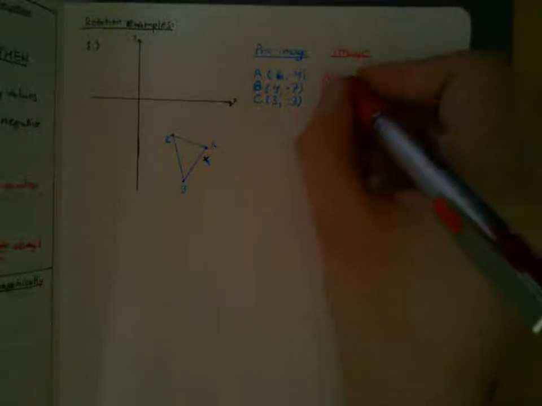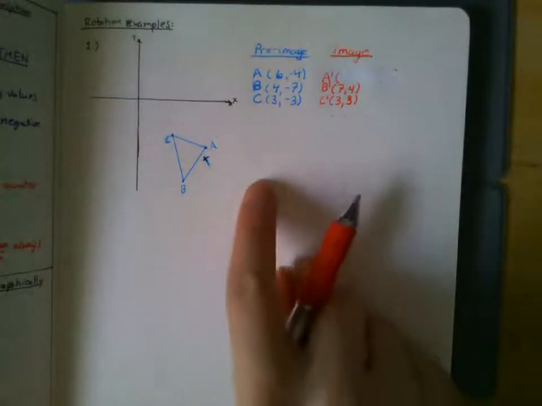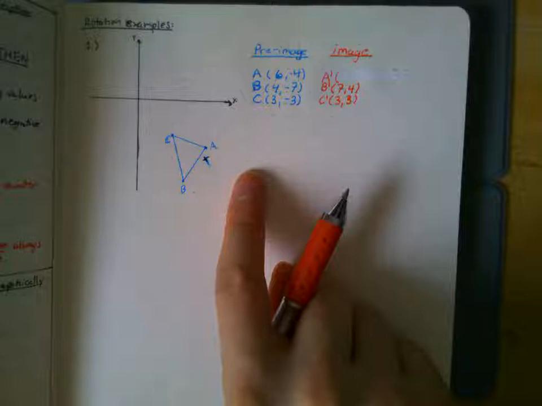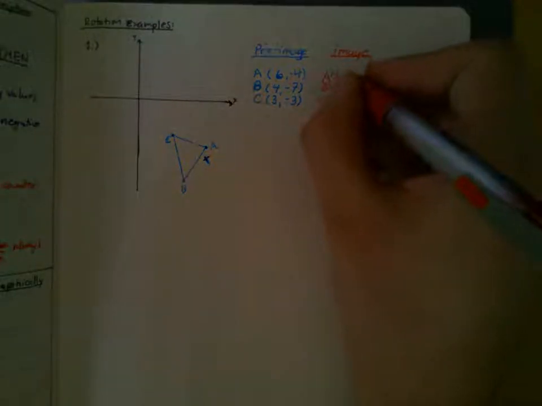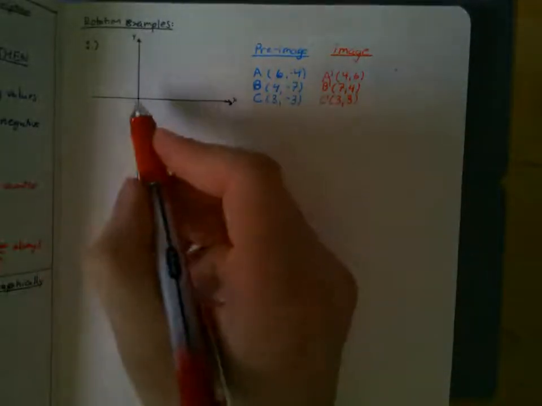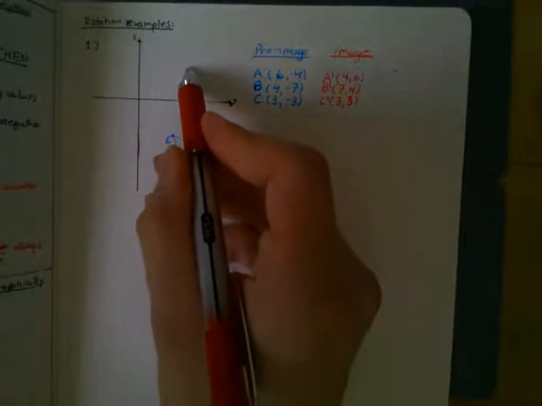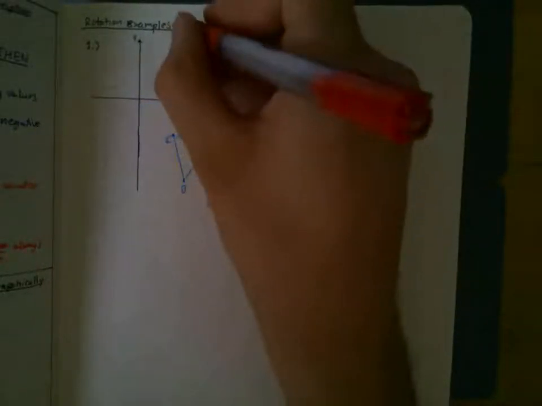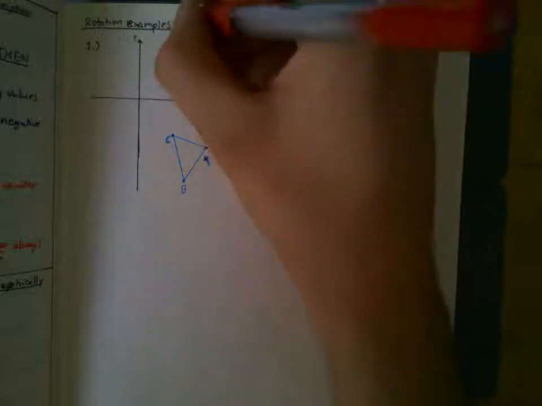So A prime is going to flip around, and the rule for this is going to be 90 degrees, which means if we look back at our notes, the front number is going to become positive. So it's 4, 6. There we go. So we're going to go over 4, 1, 2, 3, 4, and then up 6. 1, 2, 3, 4, 5, 6. So I'm a little off the graph. I apologize. Luckily, we got grids, so we don't have to worry about that. Okay, so there's A prime.